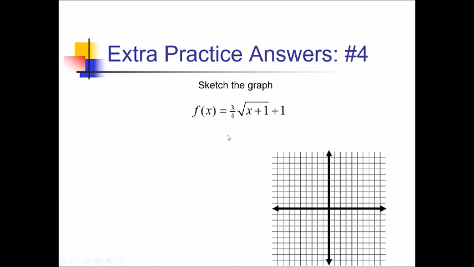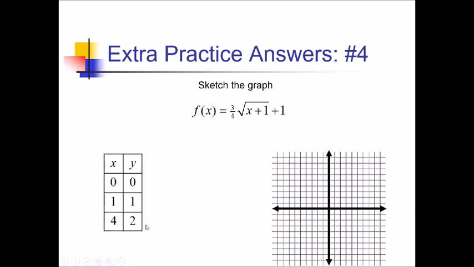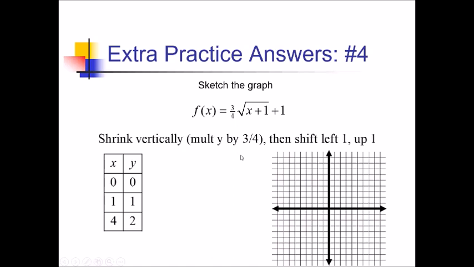To graph this square root function, let me start with my table of my 3 points, 0, 0, 1, 1, and 4, 2. And now for the transformations going on here, the 3/4 outside means this is actually going to be a vertical shrink because it's less than 1. We're basically multiplying the y values by 3/4. The +1 inside means we're shifting left 1, opposite of what you expect. And then the +1 outside means we're shifting up 1. So we have multiply y values by 3/4, and then we're going left 1 and up 1.